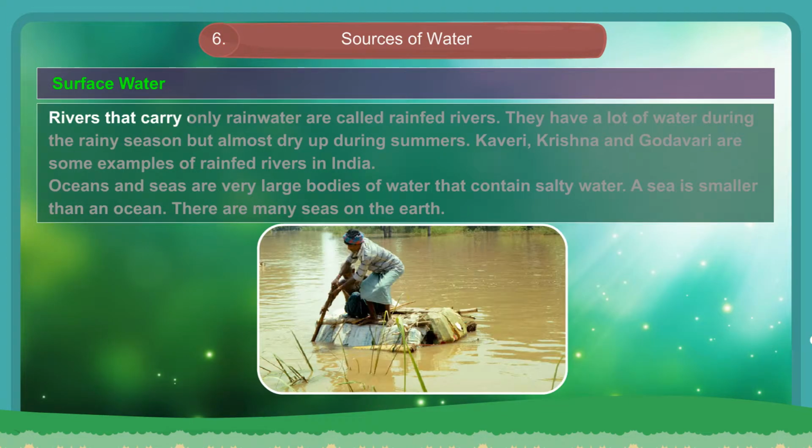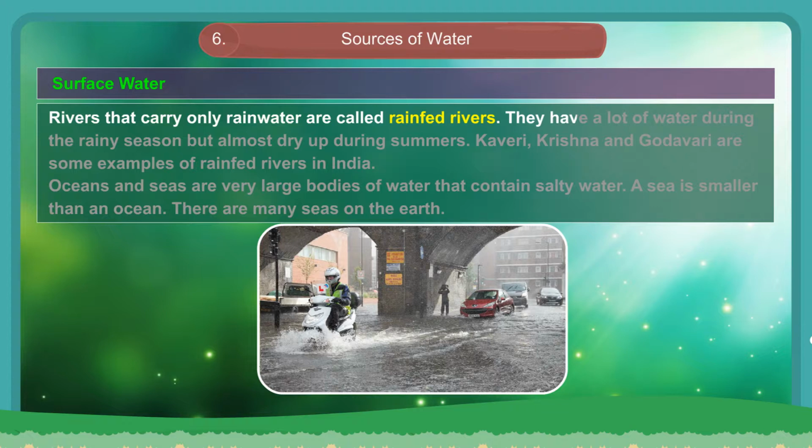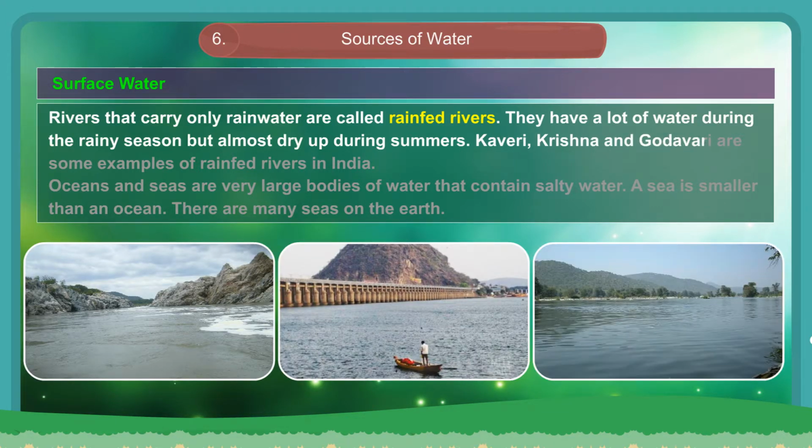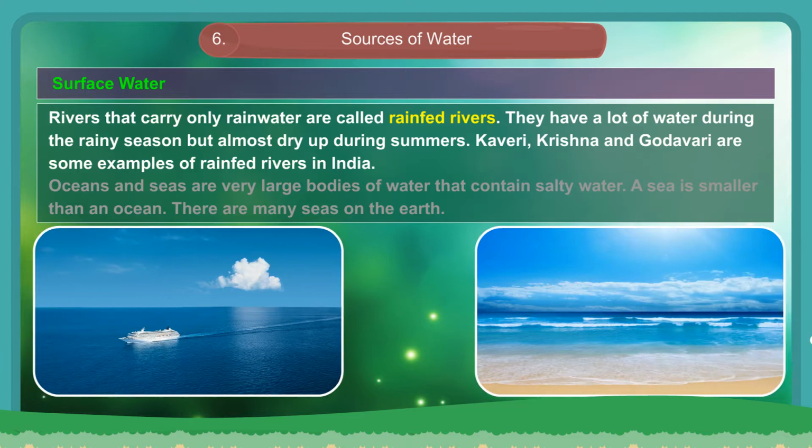Rivers that carry only rainwater are called rain-fed rivers. They have a lot of water during the rainy season but almost dry up during summers. Kaveri, Krishna, and Godavari are some examples of rain-fed rivers in India.